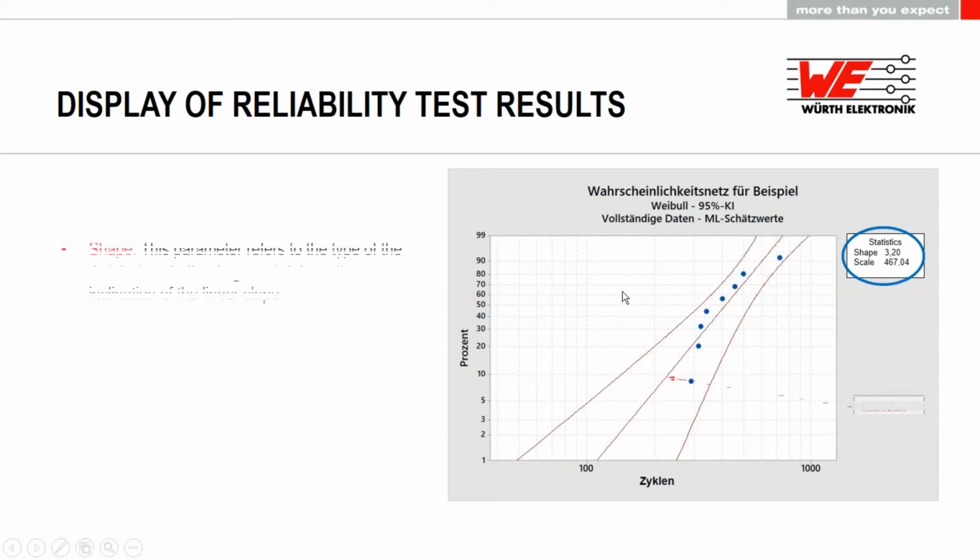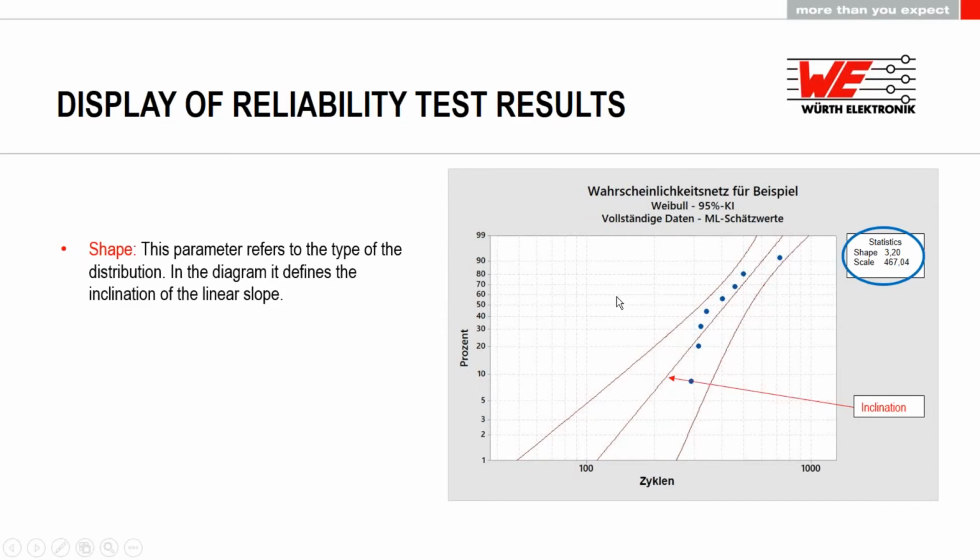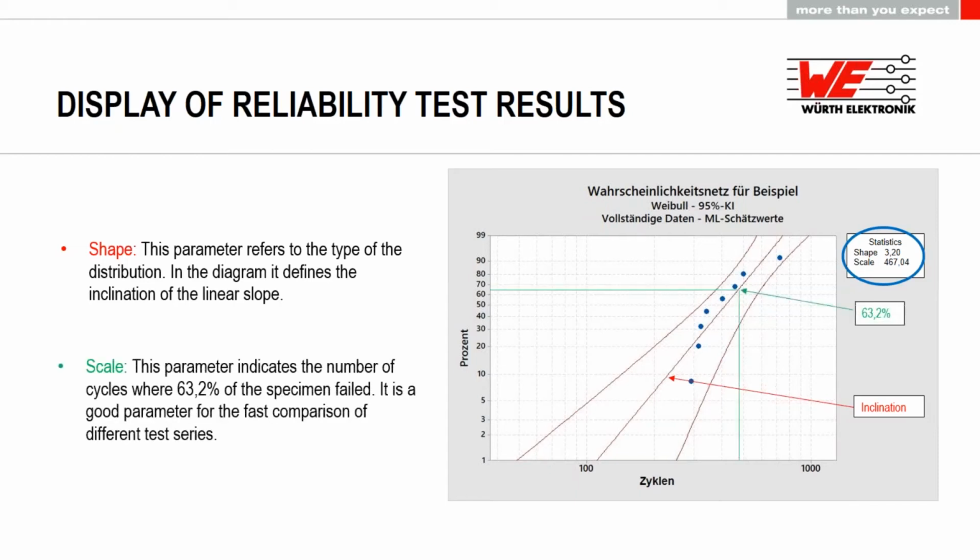But you also get two important parameters, which are the shape and the scale parameter. The shape parameter refers to the type of the distribution, which is very important for later determining the root cause of failure or seeing if the root causes are the same. I will tell you later. In this diagram, it just means the inclination of the linear slope. This defines it.